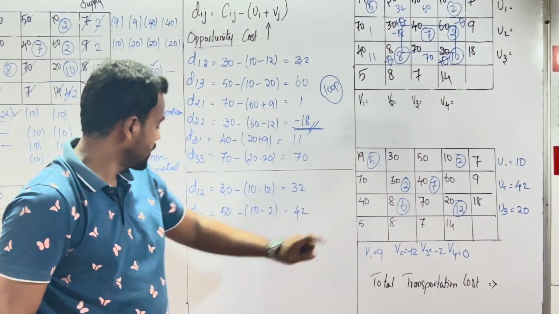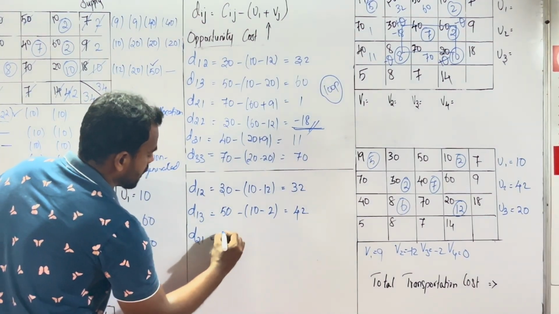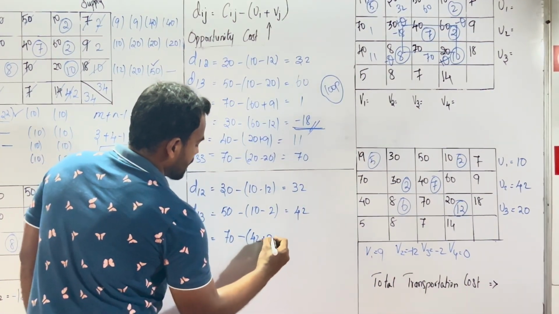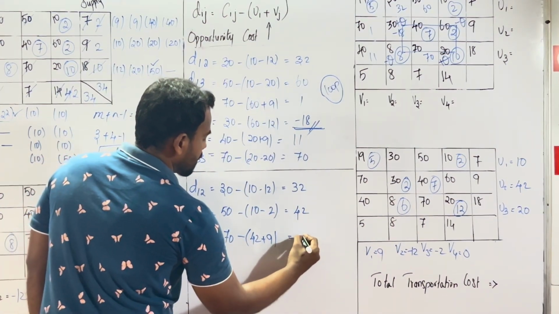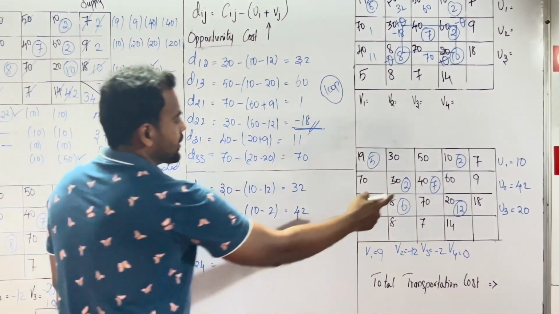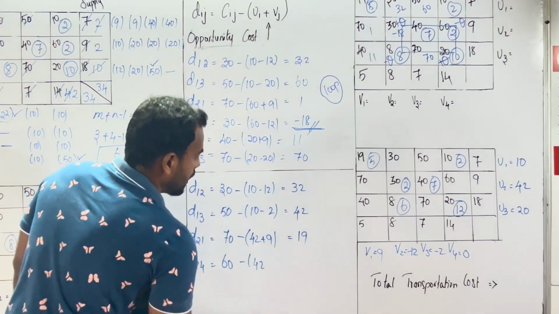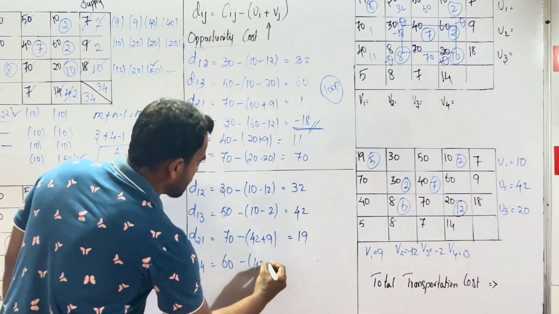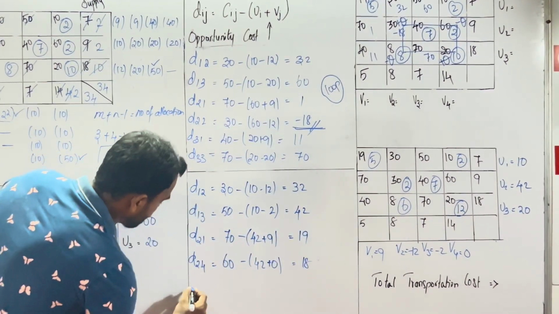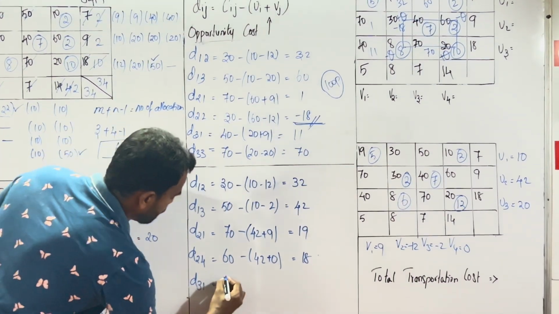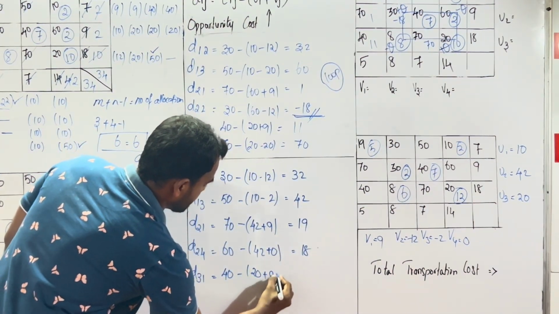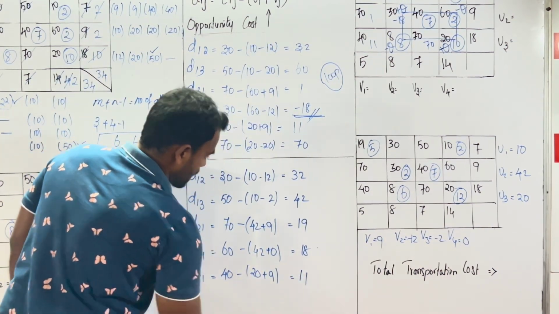So next one we need to find out for this, which is D21. So D21 is 70 minus, U value is 42, V value is 9. So which is going to be 51, so 70 minus 51 is going to be 19. Okay, and next one is D24. So which is 60 is the Cij value, 42 is the U value and V value is 0. So finally this is going to be 18. And the next one is we need to find out for D31. So which is 40 minus, we have U value which is 20 plus 9, so finally this is going to be 29. So finally we will get 11.